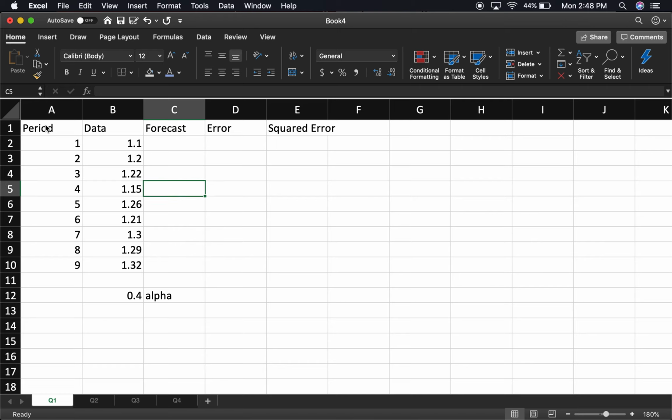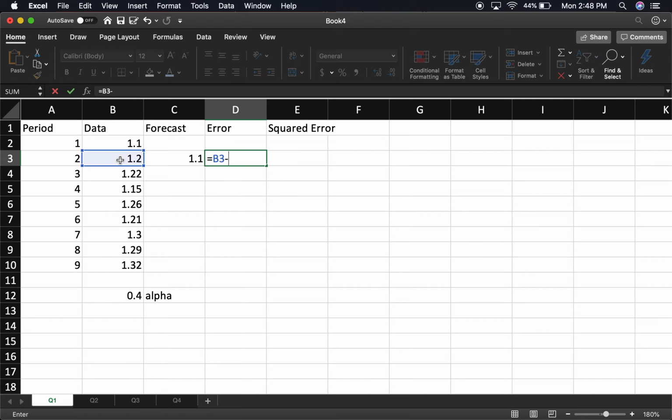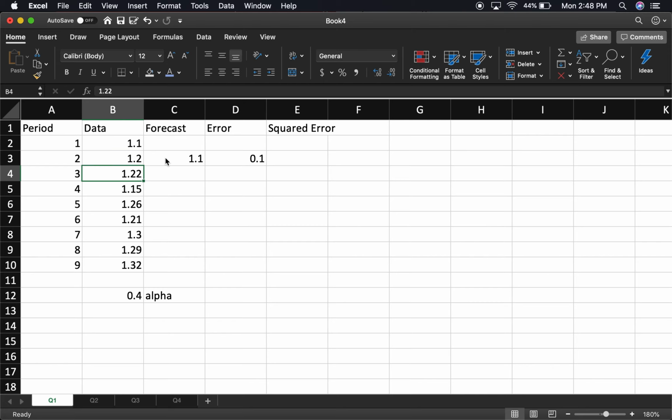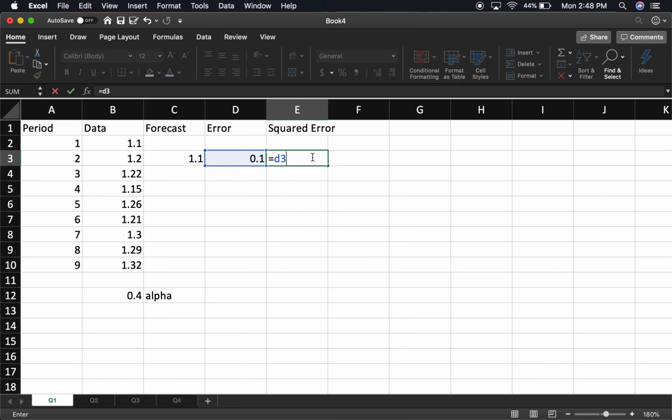Now, the first forecast for exponential smoothing. How do I get started? I use the naive model. Okay, so in period 2, the data was 1.2. I did not see it. I forecast 1.1. My error, I take the data minus the forecast, and I get 0.1. Now the squared error, I have the squared error as the error squared.